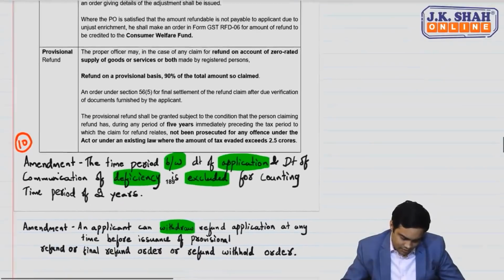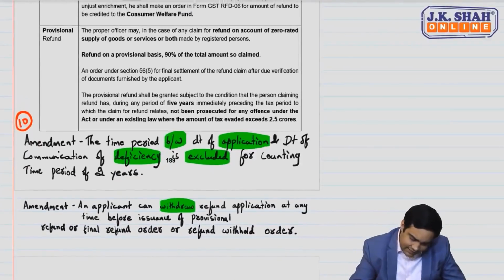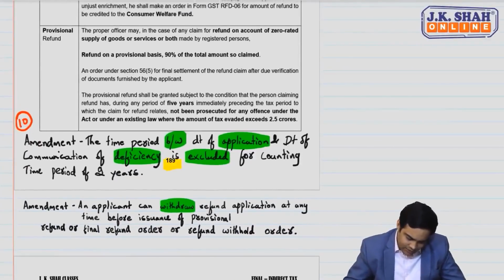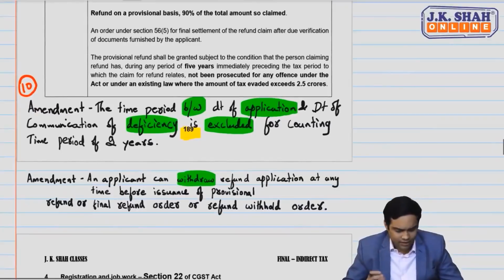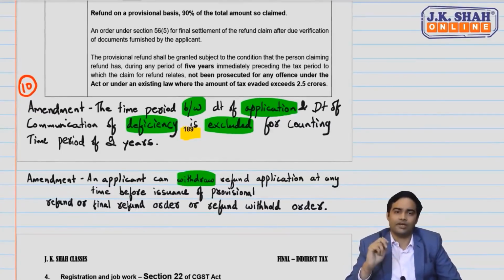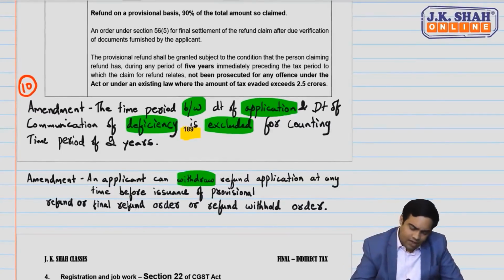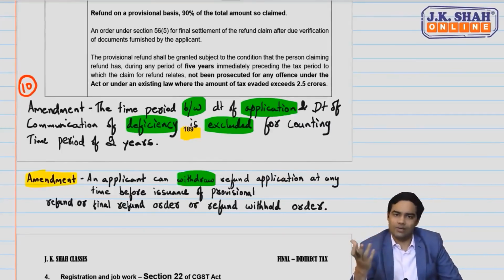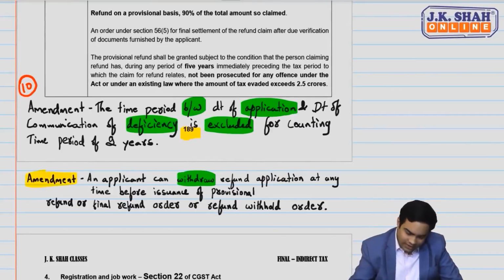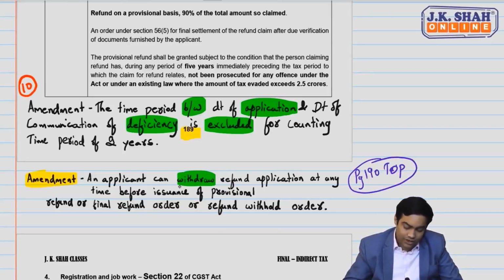Then page 189 and 190, you can just add these two things. Very small amendments but important. One, they have now given an option to withdraw a refund application. This you can write on page 190 top.